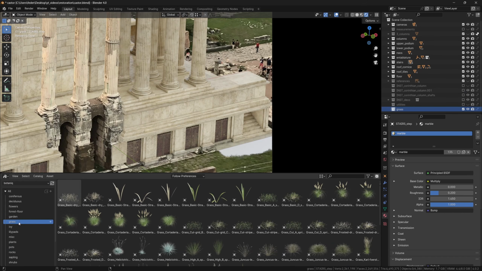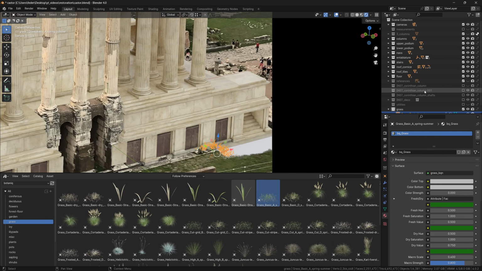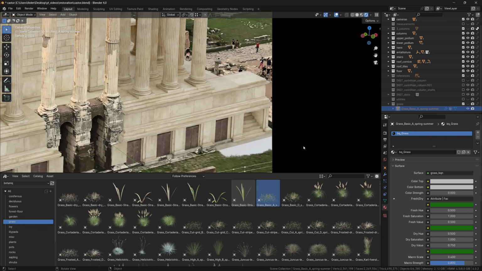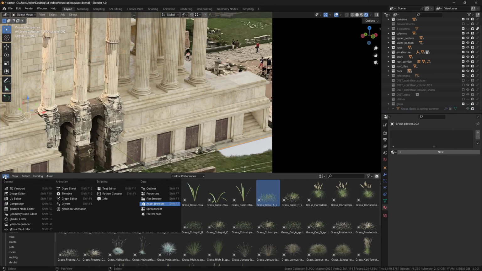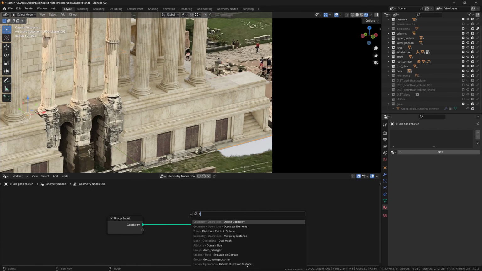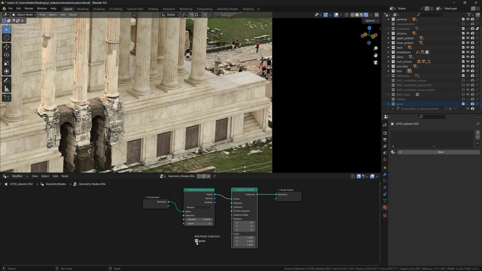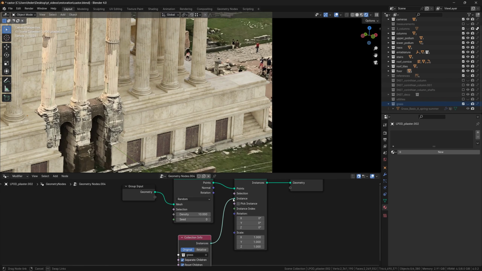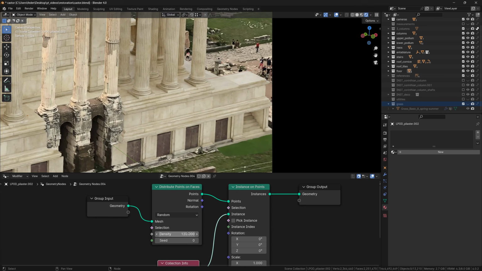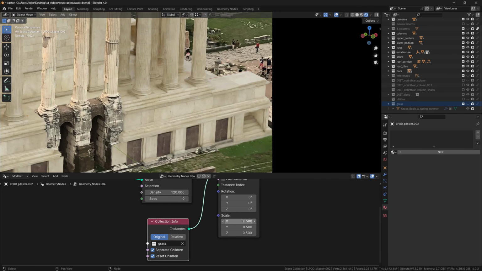To manage the transition between the ground planes and the base image, I built yet again a simple geonode system. From the Botanic add-on, I imported a grass sample and I placed it into its own collection. Then, on the ground plane, I added a distribute points on face node and a subsequent instance on points node. I brought my grass collection in and connected it to the latter, again with the separate and reset children options ticked, just in case I wanted a bit more variation by spawning different grass samples onto the plane.